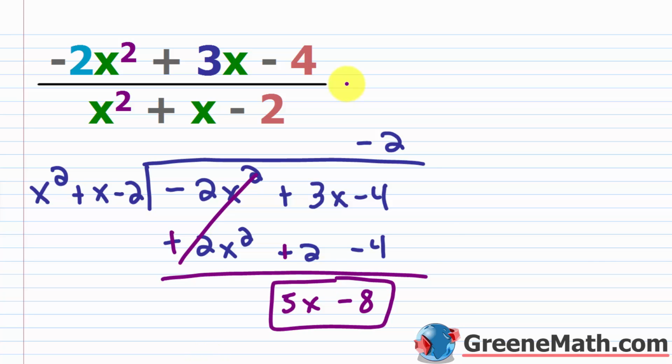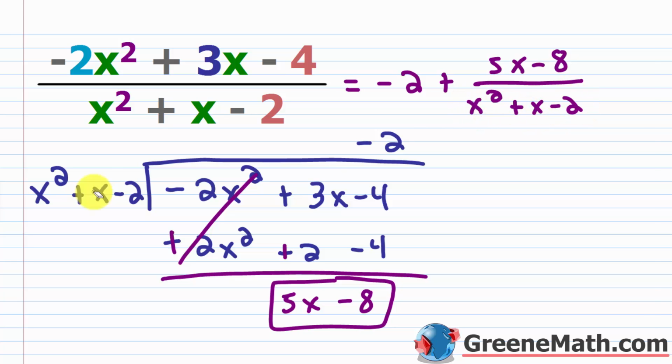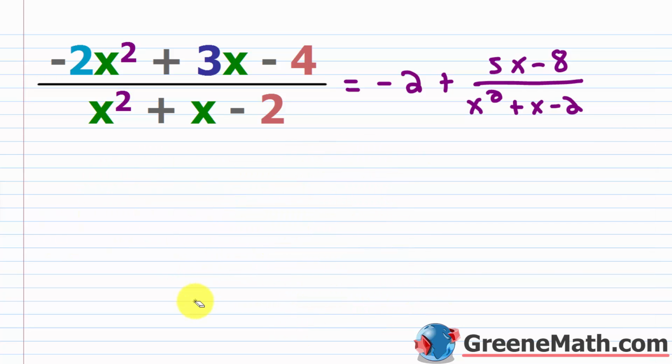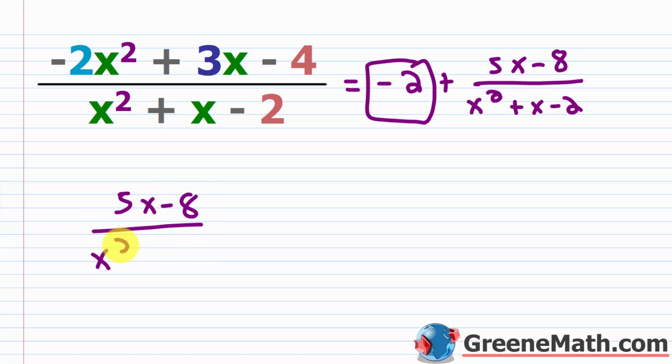So really I could write this as negative 2 plus 5x minus 8 over that denominator, which is x squared plus x minus 2. Okay, so we got that part done. And once you're finished with that, you have a proper fraction here. So I'm going to work with this. Don't forget the negative 2 part. It's very important when you report your answer. But for right now, we're just going to work with that proper fraction. So 5x minus 8 over x squared plus x minus 2. So we know it's proper.